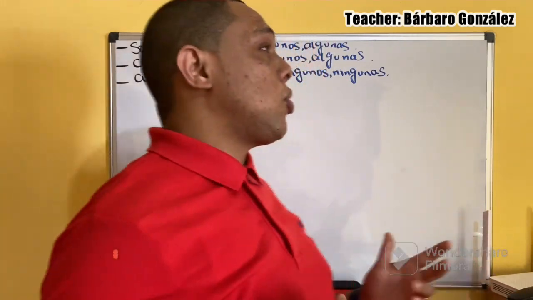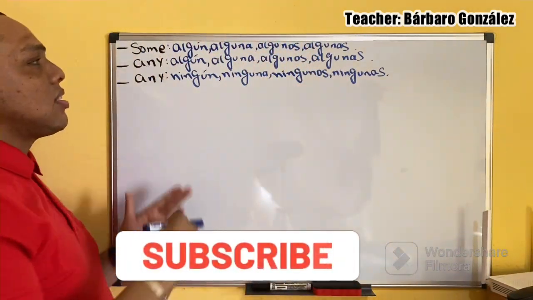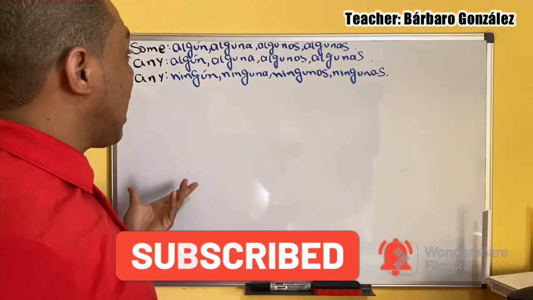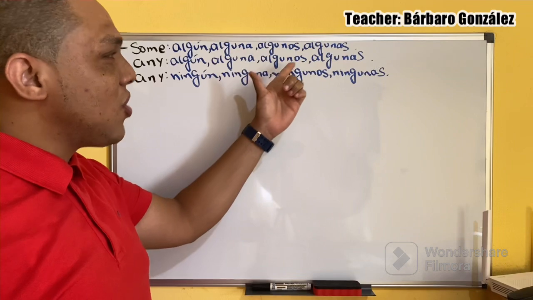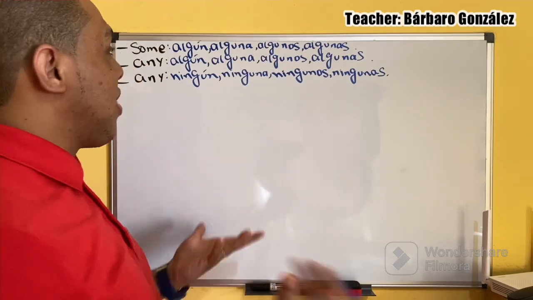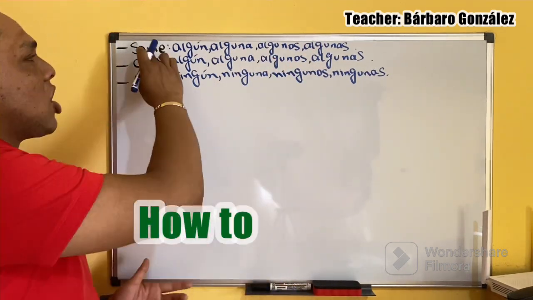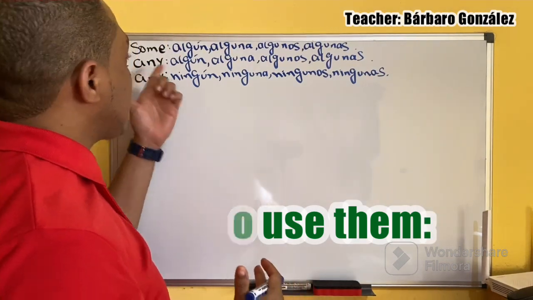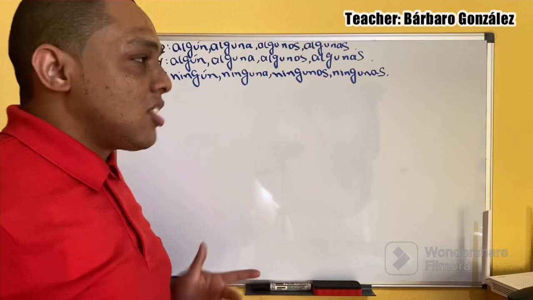So the first thing we have to understand is that some means algún, alguna, algunos or algunas, and any means the same: algún, alguna, algunos, or algunas. But the difference is we normally use some in affirmative sentences, right? And we normally use any in interrogative sentences.